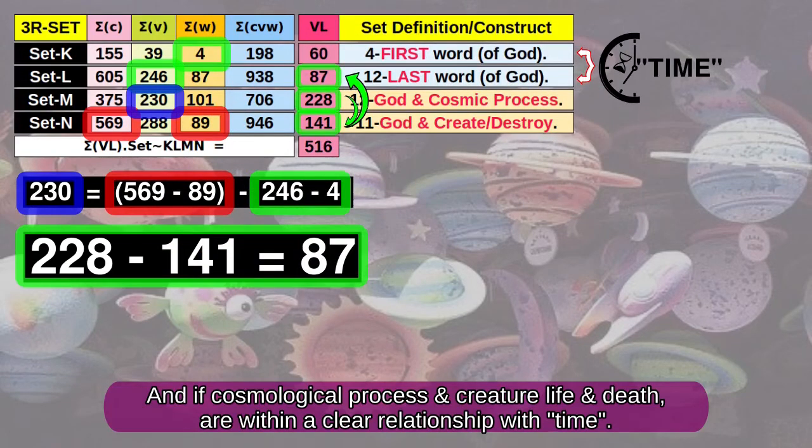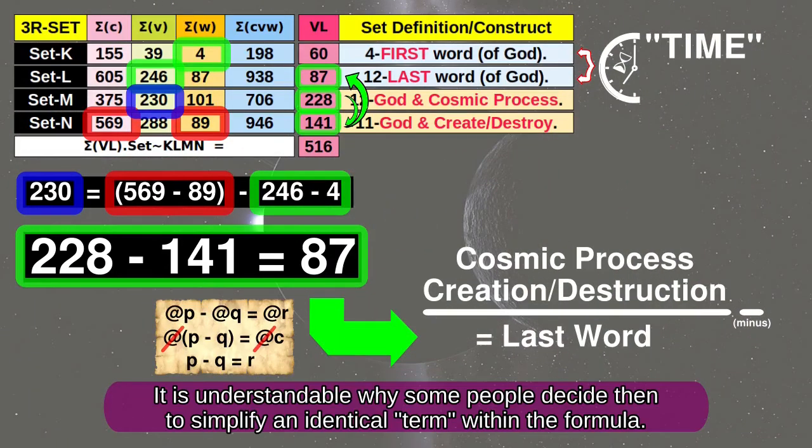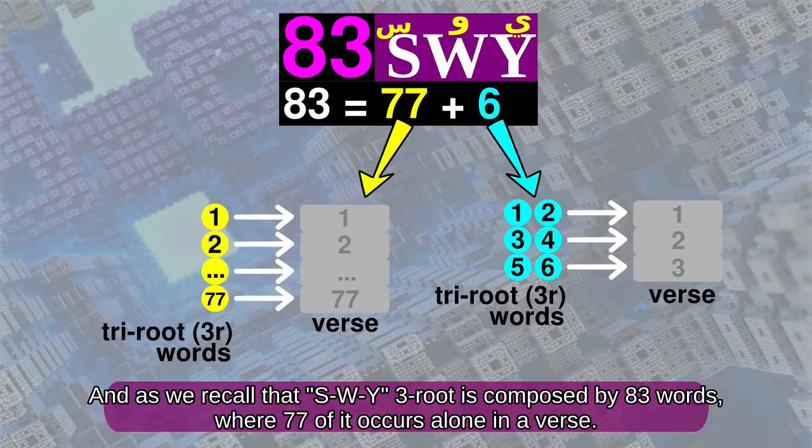And if cosmological process and creature life and death are within a clear relationship with time, it is understandable why some people decide then to simplify an identical term within the formula. And as we recall, that SWY3 root is composed of 83 words, where 77 of it occurs alone in a verse.